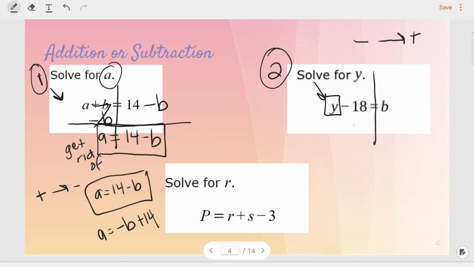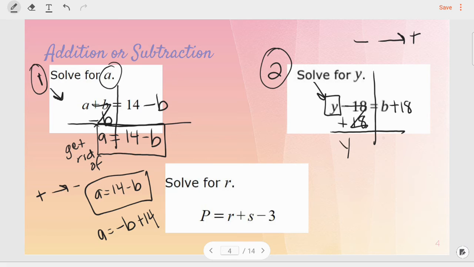So on the left-hand side, underneath the minus 18, I'm going to write plus 18 because that's going to undo itself. And on the right-hand side, if I wrote 18 here, are they going to be able to combine? No, 18 doesn't have a variable with it. So I'd actually just recommend writing it over here to the side. So b plus 18. Simplify. Okay, y is left over.